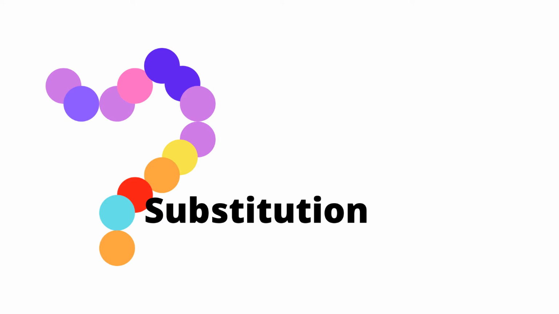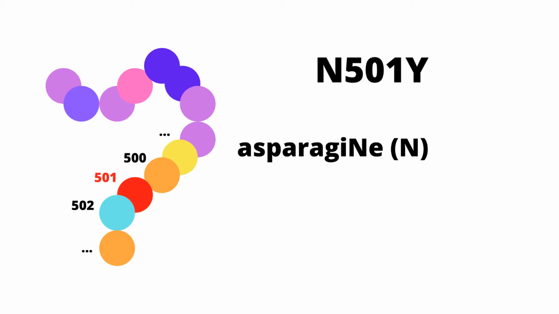These mutations can be given names such as N501Y, which means that the amino acid asparagine, N, at position 501 in the chain has been substituted by amino acid tyrosine, Y. Or del247, which means that the 247th amino acid has been deleted in the chain.